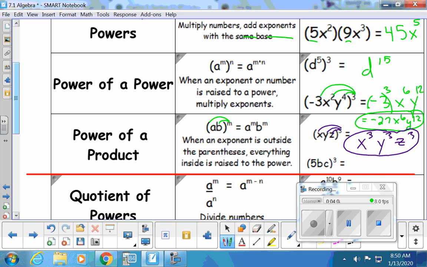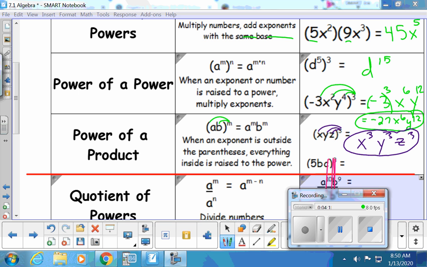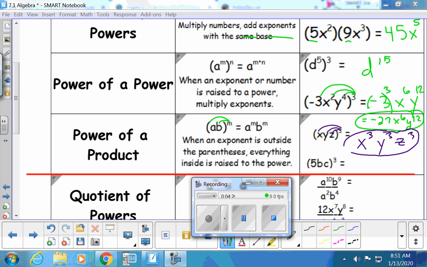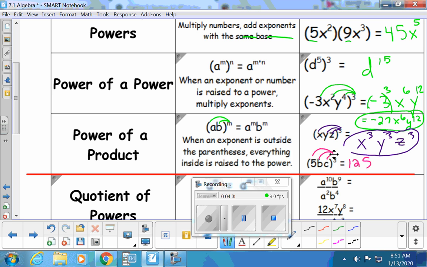Okay, so this one over here, we're going to distribute this 3 in. I don't know why my smartboard is being weird today. All right, we had to pause and realign our board. I think we're back in business. So we're going to take this 3. We're going to do 5 to the 3rd. What's 5 to the 3rd power? 5 to the 3rd power is 5 times 5 times 5. 5 times 5 is 25. Times 5 is 125. And then we're going to do b to the 3rd, c to the 3rd.